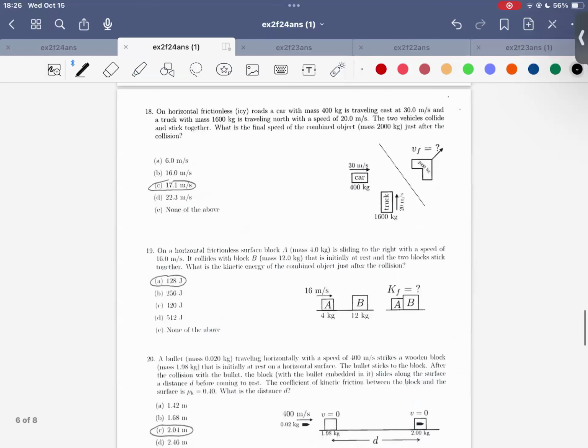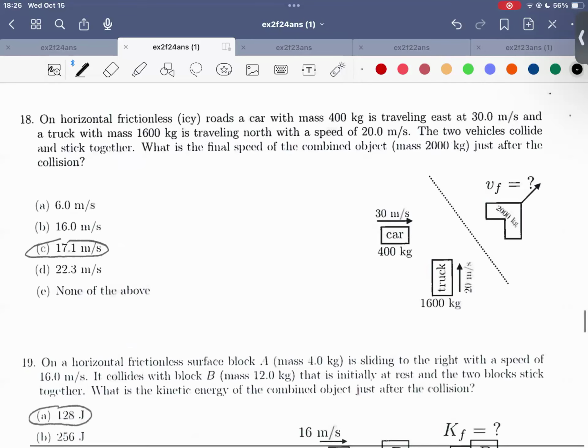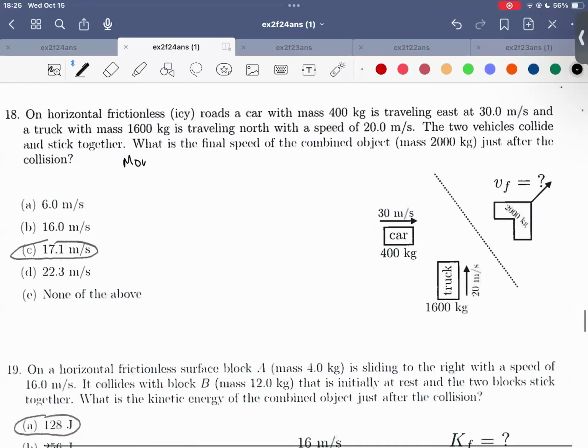Okay, and then 18, we're given two cars. They're moving perpendicular to each other. This question is going to be a momentum question. So this is momentum. And basically the design is just to set up a triangle and say that momentum is going to give us this, right? So that's basically the design of what we want to do.